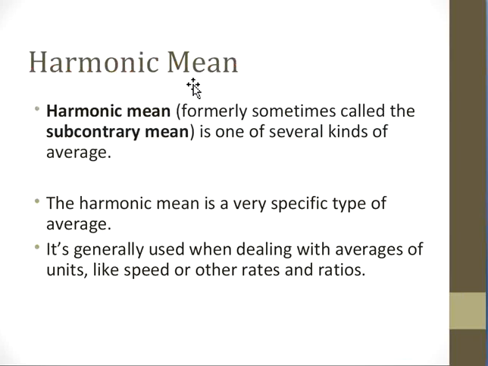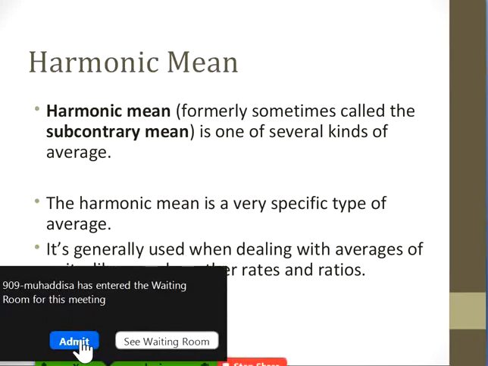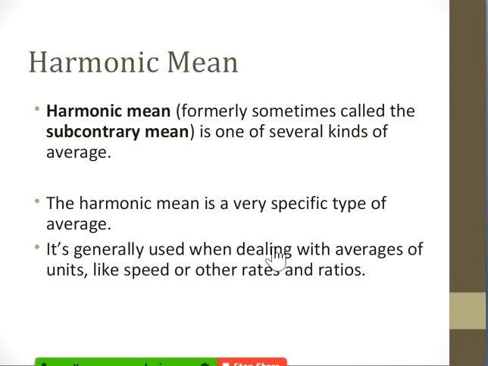Harmonic mean is another type of mean, like the simple mean or average. It is a type of average. Harmonic mean, formally sometimes called the subcontrary mean, is one of the several kinds of average. So there are many kinds of average, and harmonic mean is one of those kinds. The harmonic mean is a very specific type of average. It is generally used when dealing with the average of units like speeds or other rates and ratios. So generally, if there is a discussion of rates and ratios or speed, we prefer harmonic mean.